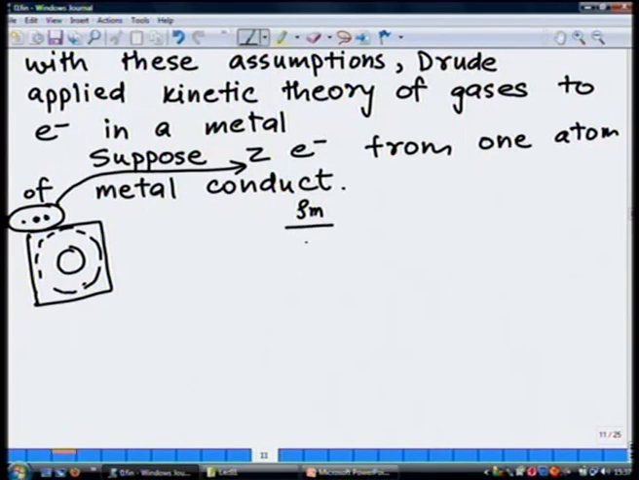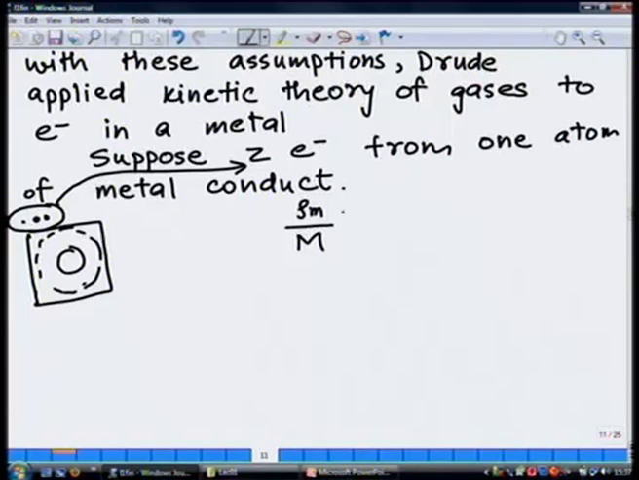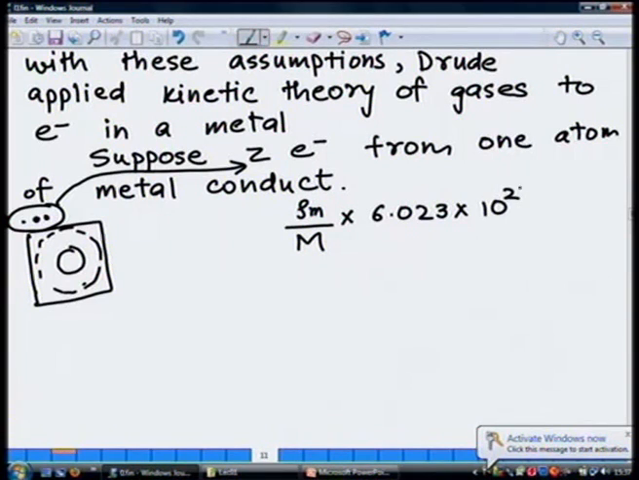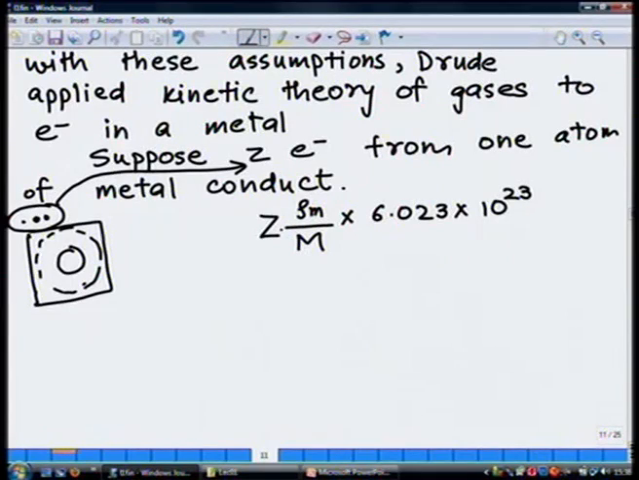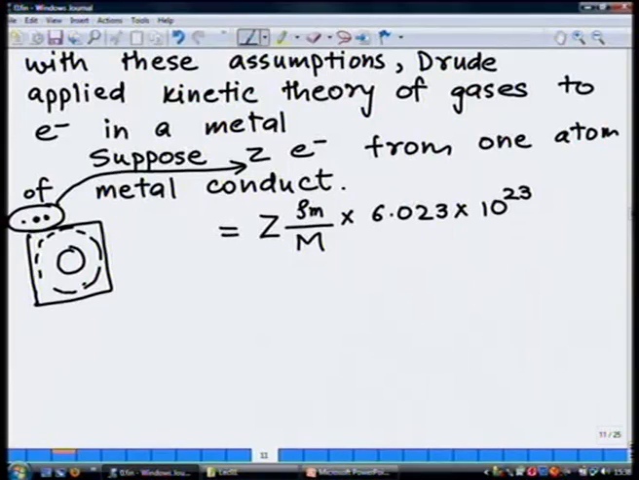If we divide it by the molecular weight of the metal, then I have things in moles per meter cube, moles per unit volume. If you multiply that by Avogadro number, 6.023 into 10 to power 23, then I have this many number of atoms per unit volume in a metal. And if I multiply this by Z, which is the number of electrons per atom which are conducting, then I have the number of electrons per unit volume, per meter cube, which are conducting, and that number is n therefore.